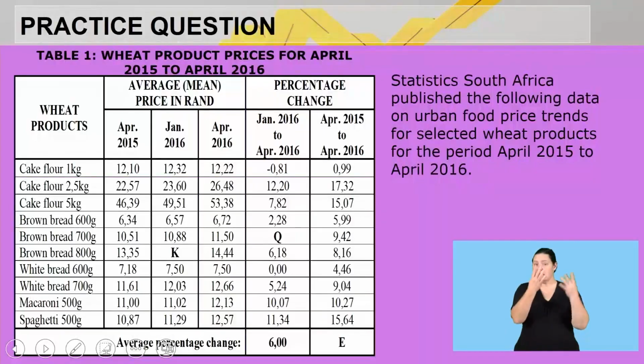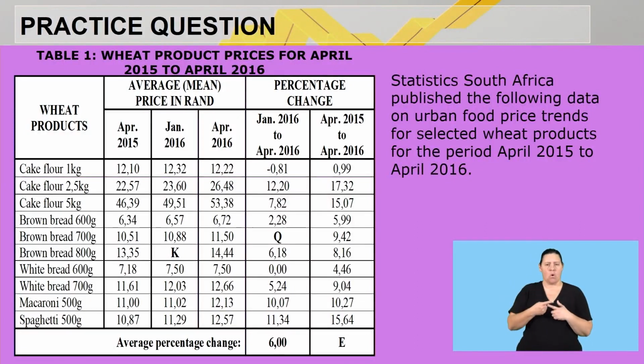It says here, Statistics South Africa published the following data on urban food price trends for selected wheat products for the period April 2015 to April 2016. So there we have our Table 1, Wheat products prices. I'm looking at the heading of this table, April 2015 to April 2016. What else is important here?